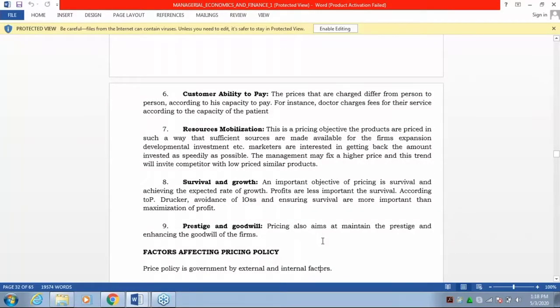Resource mobilization. When we are talking of resource mobilization, there is nothing bad in that, of course, because it is a pricing objective. The products are priced in such a way that sufficient resources are made available for the firm. Are you getting it? For the firm's expansion, development, and investment.